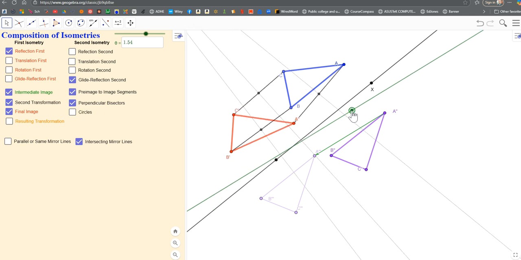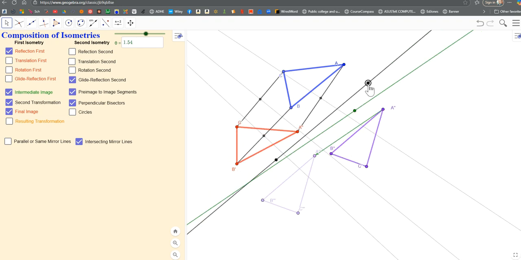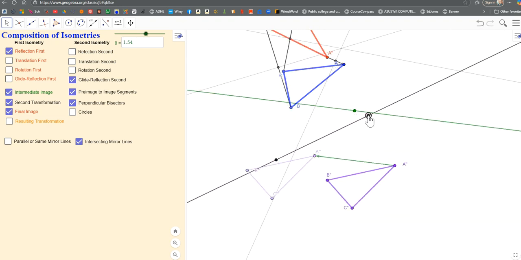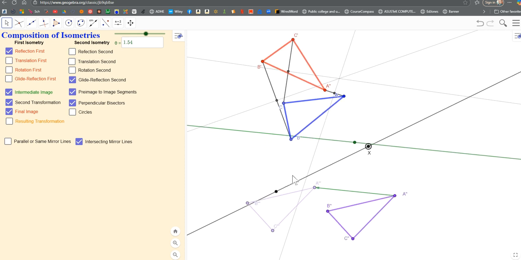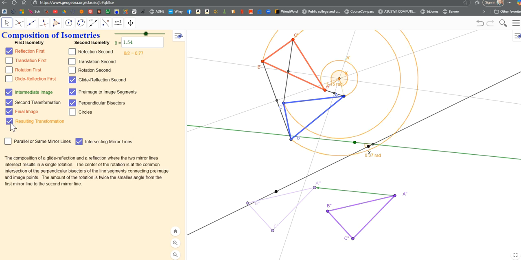It's all screen, so it's hard to see. So let me look at this example here. So they're going to meet at some point here. Well, that gives you the center for a rotation.